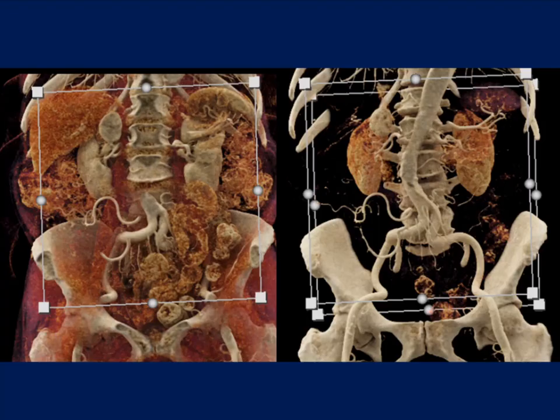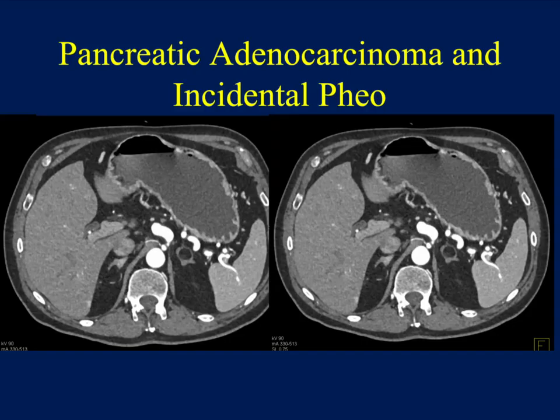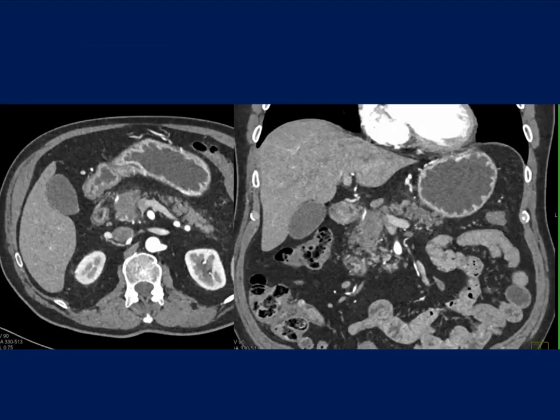Here it is nicely shown again on the cinematic rendering. You can see the mass. Another example. Here's a patient with pancreatic cancer and an incidental right adrenal pheochromocytoma, a left adrenal myelolipoma. So again, when you're looking at other lesions, pancreas to metastasize to the adrenal would be extremely rare. I don't think I've ever seen it. I've seen direct extension by large tumors.